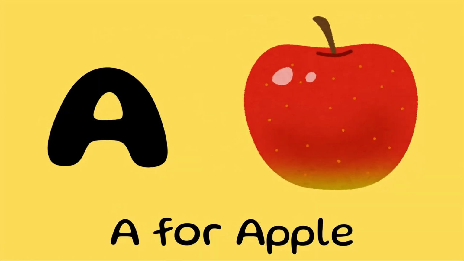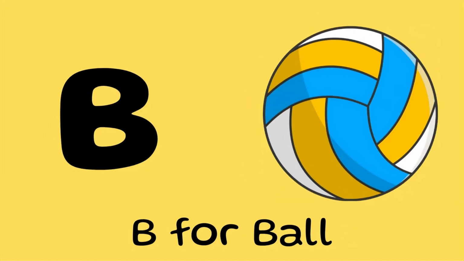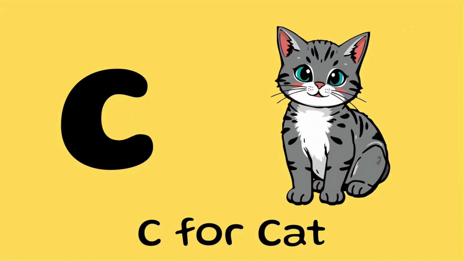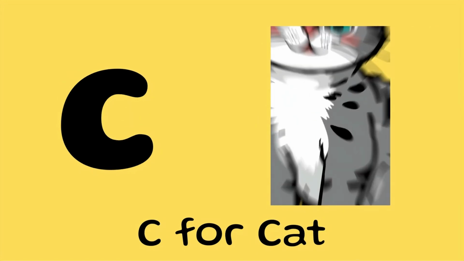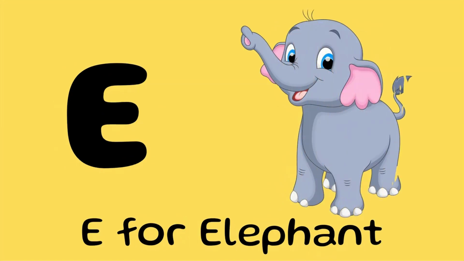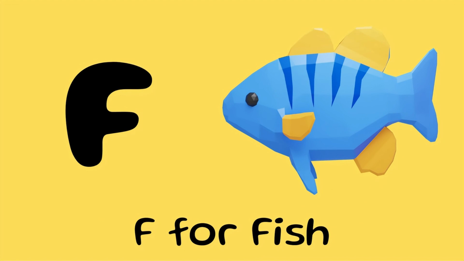Let's start. A for apple, B for ball, C for cat, D for dog, E for elephant, F for fish.